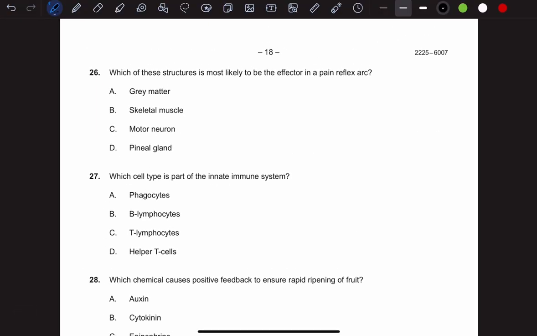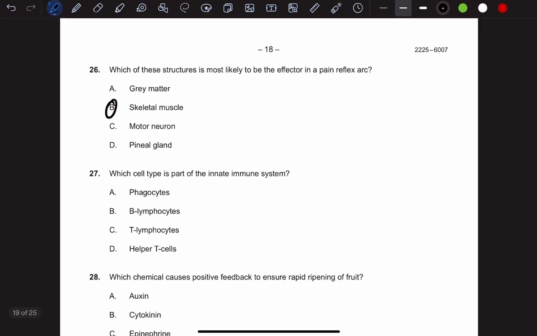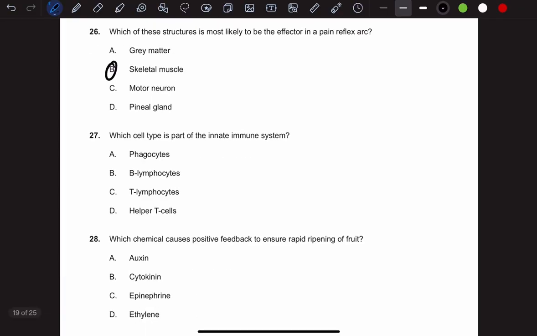So 26. Which of these structures is most likely to be the effector in a pain reflex? The effector is the one that's going to complete the action in a pain reflex arc. It's going to be the skeletal muscle, right? What's the gray matter going to do in a pain reflex? What's your motor neuron going to do? What's the pineal gland going to do? You're likely not going to activate your pineal in response to pain. Maybe if you get punched in the gut, maybe. I don't know, but the answer is skeletal muscle.